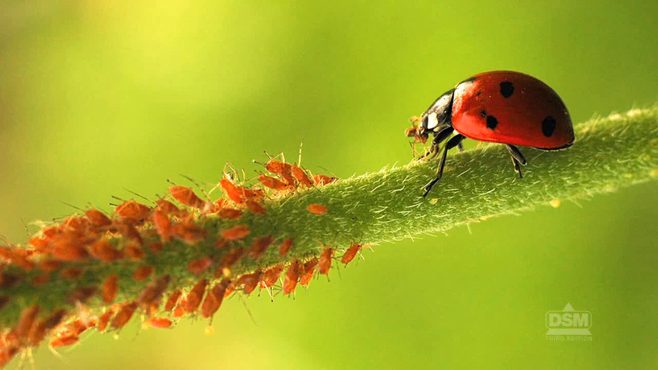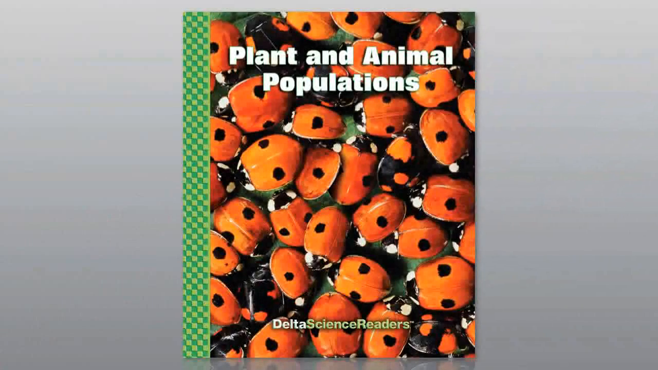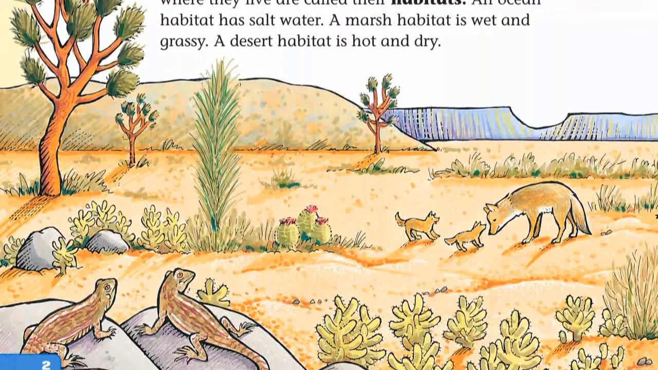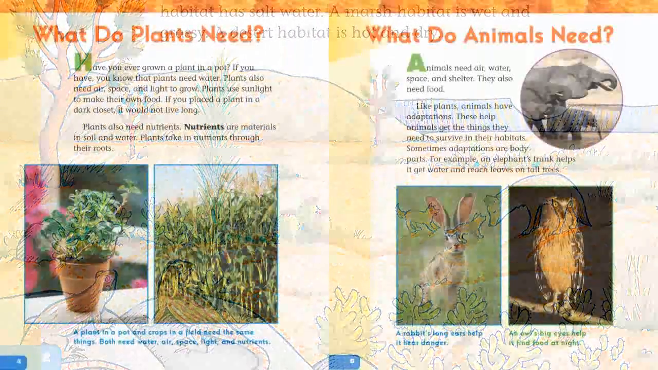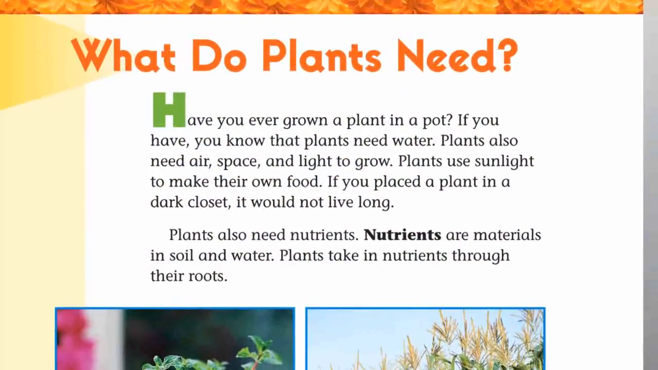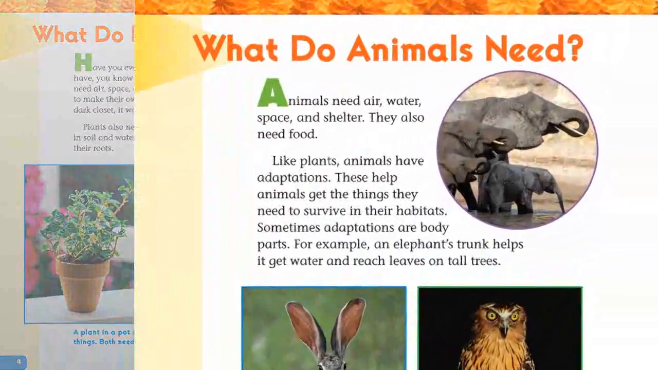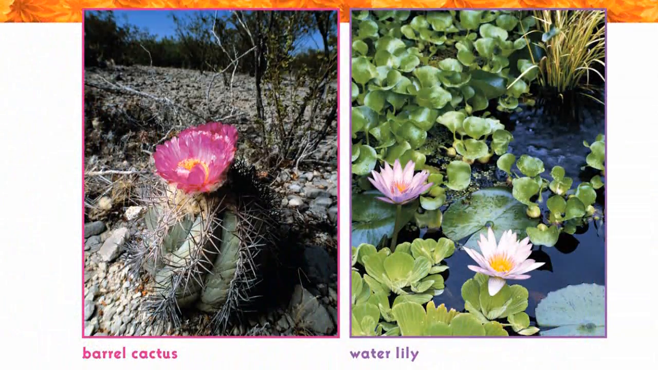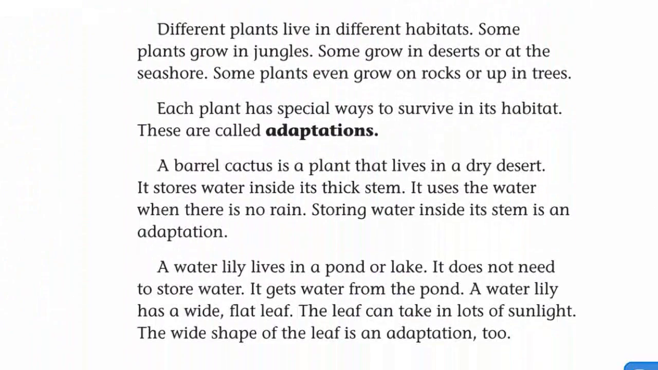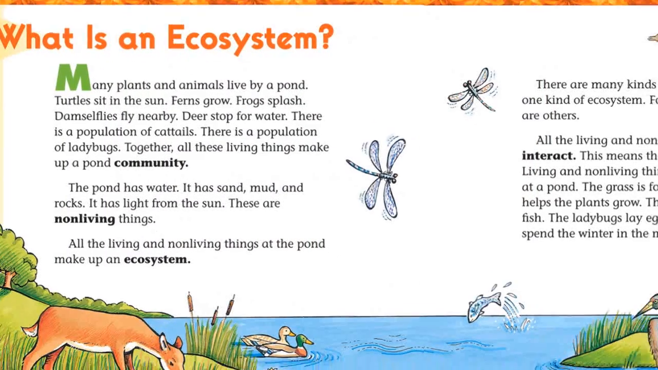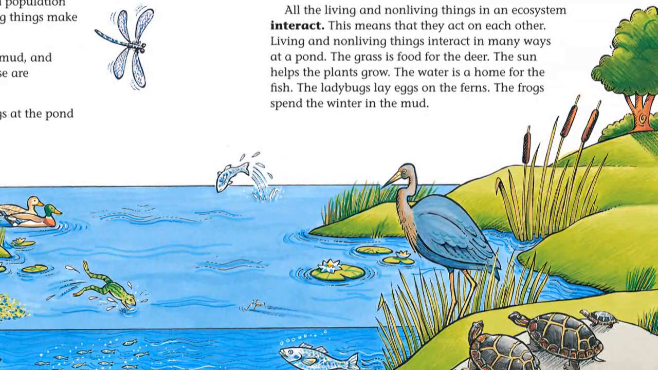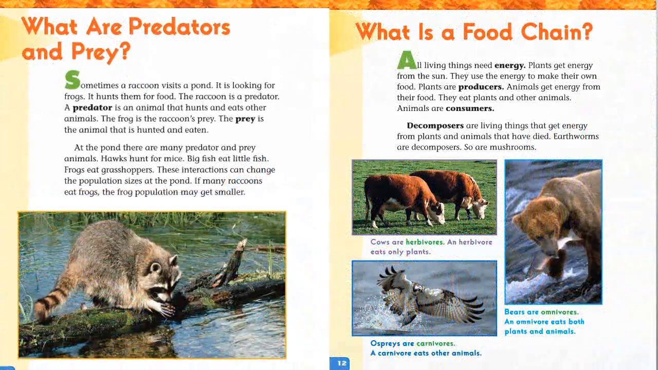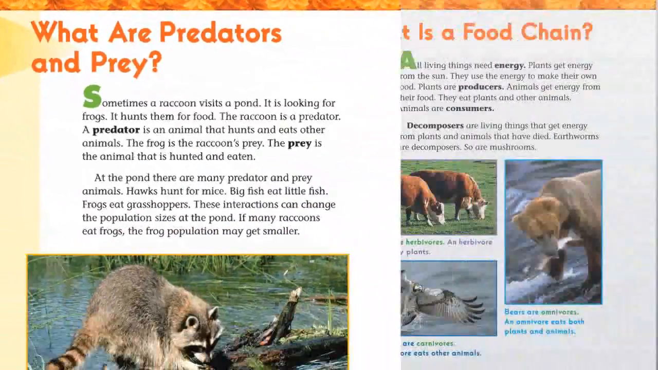In the Delta Science Reader Plant and Animal Populations, students read about different habitats where plant and animal populations live. They learn about what plants and animals need to survive and how adaptations help organisms live in their environments. Students find out about communities and how living and non-living things interact in an ecosystem. They also learn about predators and prey and explore the concept of a food chain.